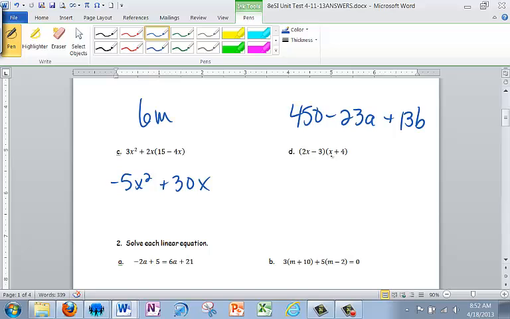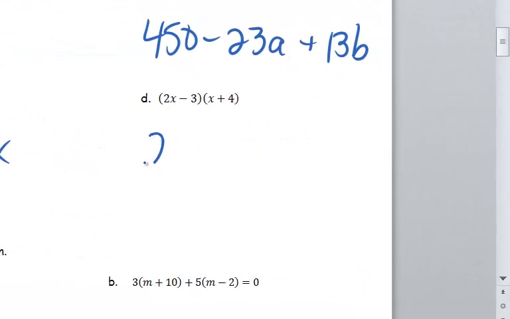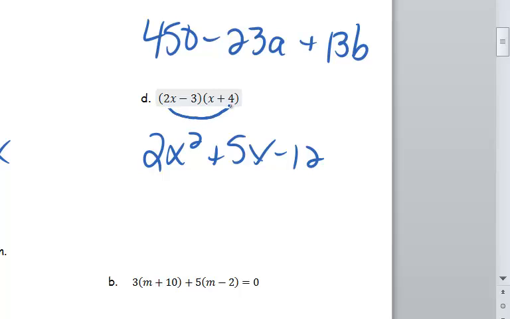And letter D, this was a review from Frogs and Fleas, so hopefully your distribution went well. The correct answer is 2x squared plus 5x minus 12. Several of you, when you did this particular multiplication, only got 4x because you forgot about the 2. So remember to do that.